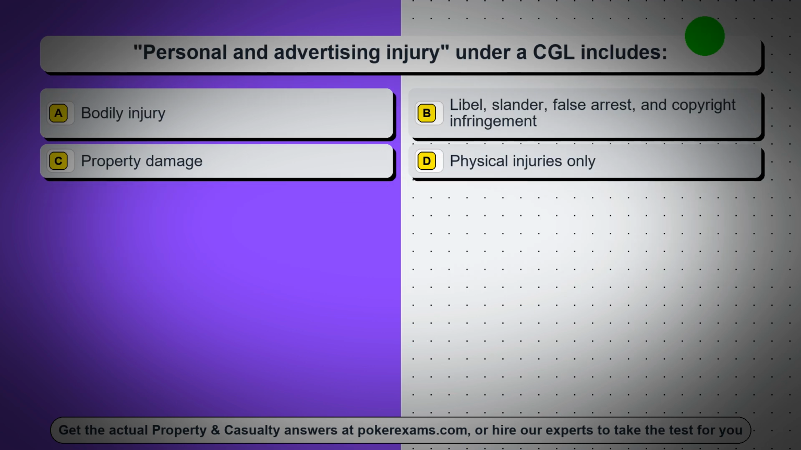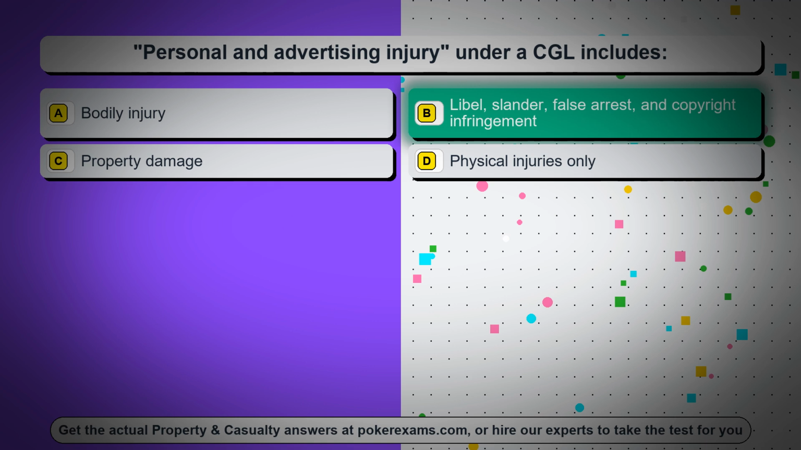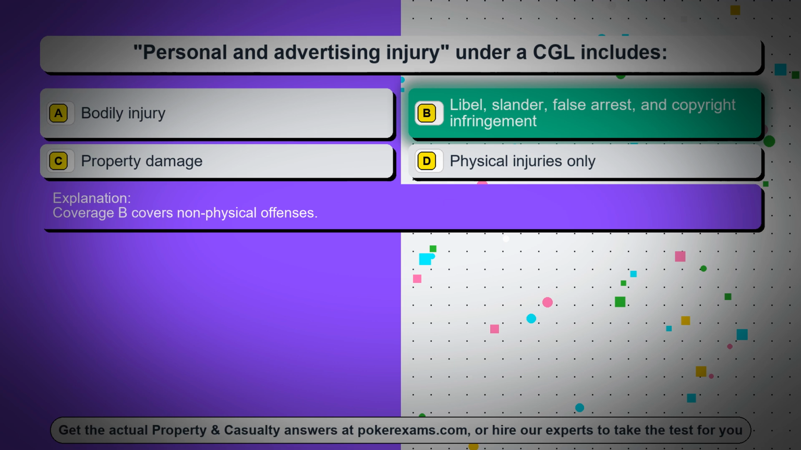Question 76. Personal and advertising injury under a CGL includes: Option A, bodily injury. Option B, libel, slander, false arrest, and copyright infringement. Option C, property damage. Option D, physical injuries only. The correct answer is option B, libel, slander, false arrest, and copyright infringement. Coverage B covers non-physical offenses.